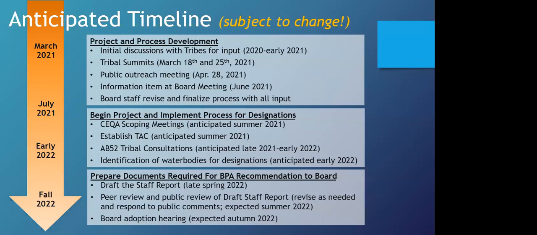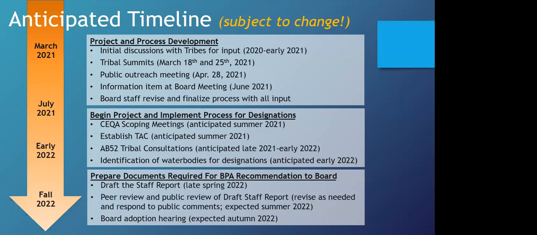So we will revise the proposed process and finalize it with input throughout all of these conversations, and certainly the ongoing, one-to-one side conversations that we're having as well. We anticipate beginning the actual project, so again, in CEQA terms, beginning CEQA in July of this year. We anticipate some scoping meetings this summer, establishing the TAC, the Tribal Advisory Committee, sometime this summer, starting AB 52 tribal consultations. So we're anticipating kind of 2 rounds of tribal consultation.